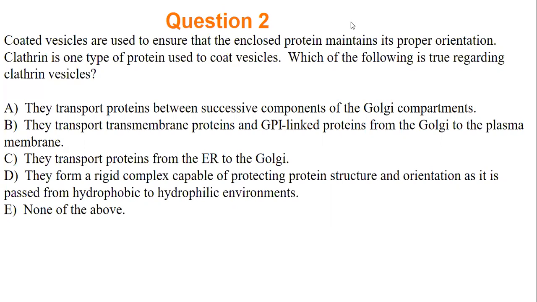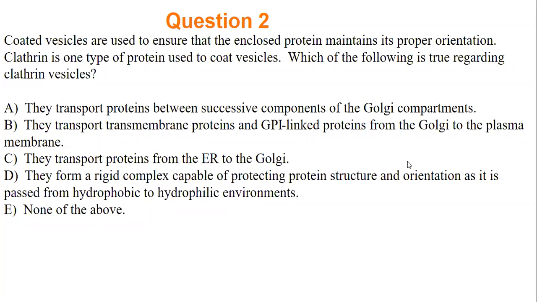So let's see here. Clathrin. What do they do? Well, yeah, they transport. I'll share the results. Yeah. So the correct answer is B. They transport proteins from the Golgi to the plasma membrane. That's like what I said 2 slides ago. That is their purpose. That's what they do. So that's a good review on Clathrin.